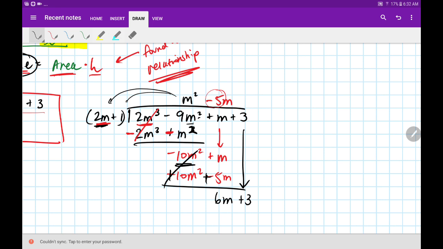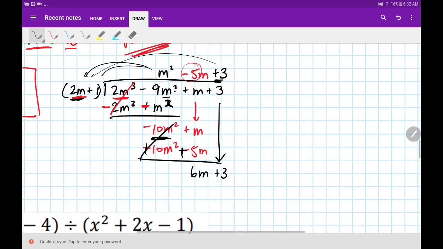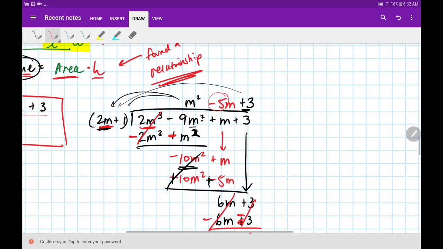We're really close to being done. We only have one more spot and then potentially a remainder. So 2m times what gives me 6m? It's positive 3. Don't forget to distribute it out. 3 times 2m is 6m. 3 times 1 is plus 3. So I need to subtract and flip my signs. This cancels, and then 3 minus 3 cancels, and I have a remainder of 0. So that's nice. I got a nice even answer this time.